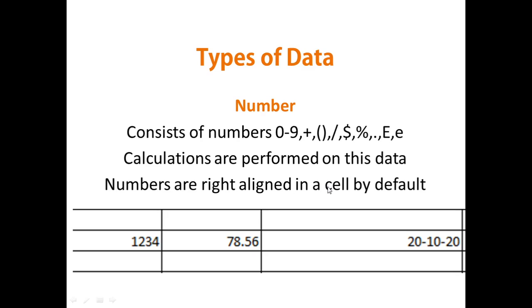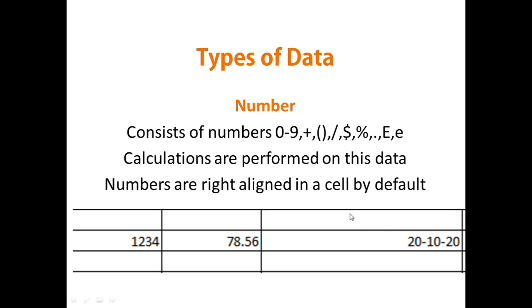The next type of data are numbers. Those are your digits from 0 to 9 plus certain mathematical operators. Calculations are performed on this type of data, and by default when you enter numbers in a cell, they are right aligned, much closer to the right margin. As you can see here, 1234, 78.56, a decimal or floating point number, and then a date. All these are your numeric data type.